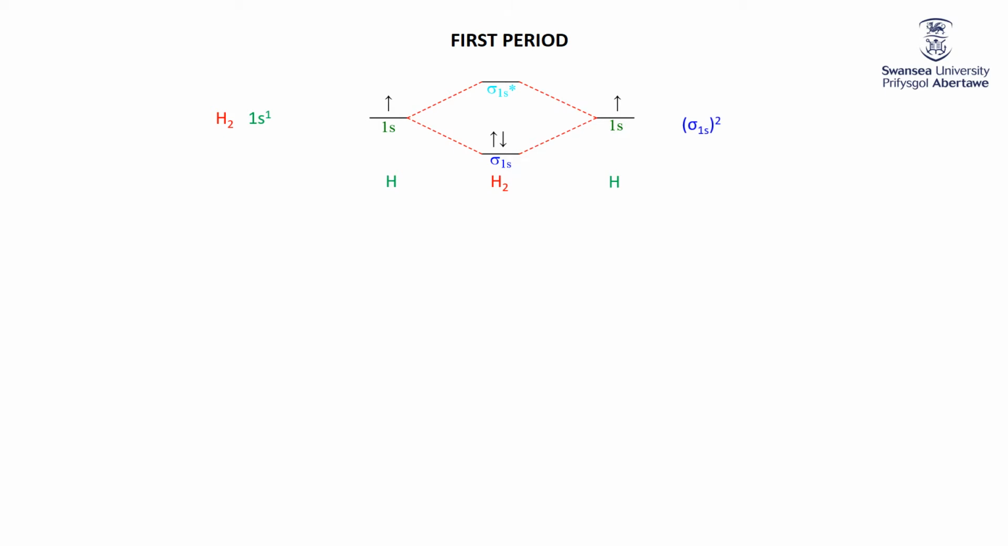We would describe its MO electron configuration very much as we did the 1s2, 2s2 back with atomic orbitals: sigma 1s2, 2 electrons in the sigma 1s orbital.